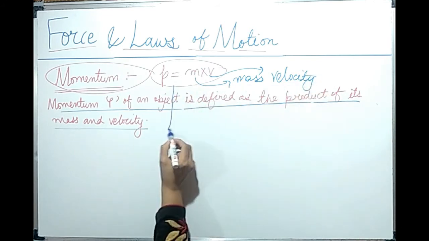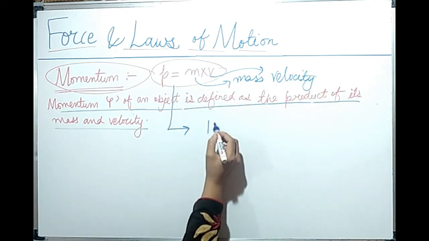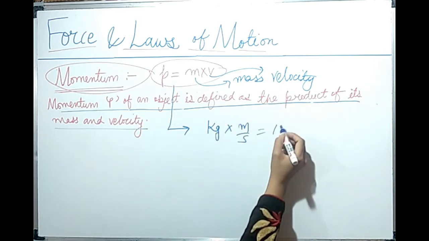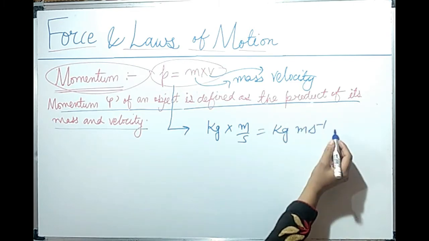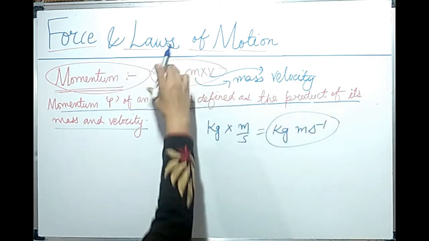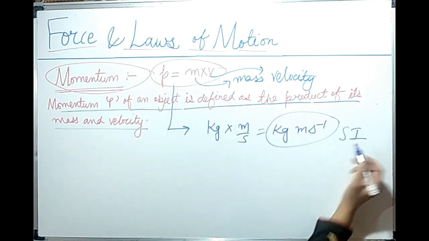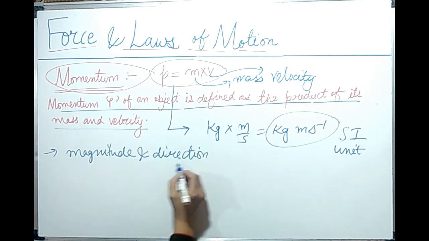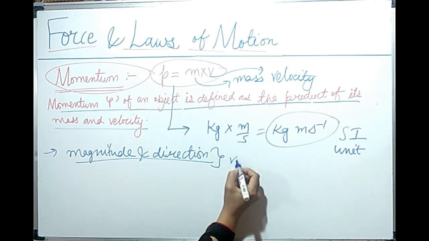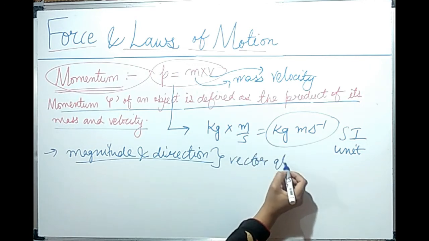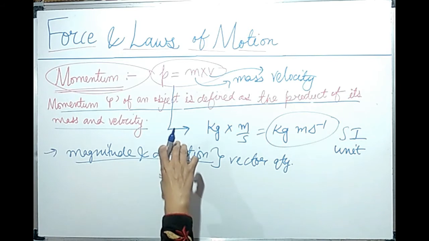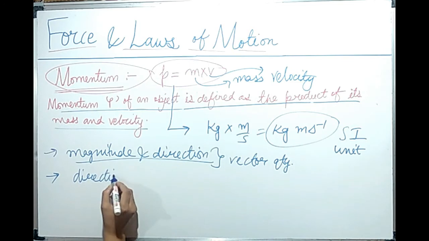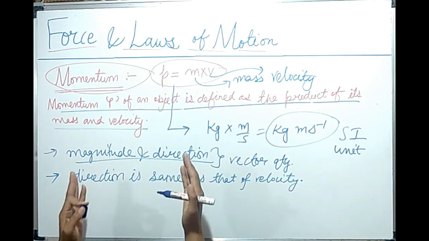So the SI unit of momentum is mass in kg times velocity in meter per second. So kg meter per second is the SI unit of momentum. It has both magnitude and direction, so it's a vector quantity. Momentum is a vector quantity and its direction is the same as that of velocity. So you have got the concept of momentum.